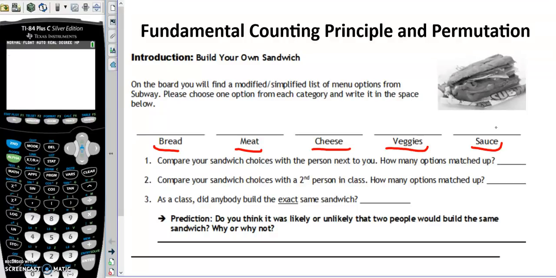Now you could take a second and compare your answers with the person next to you and see how many options match up, if any. You can do the same thing with another person, so go ahead and pause the video and double check with everyone, and you can even check anyone at the same spot to see if anyone builds the exact same sandwich, so every single option is the exact same thing. And I think it would be very safe to say that it would probably be very unlikely that any two people had the exact same sandwich. And we're going to talk about why that is.